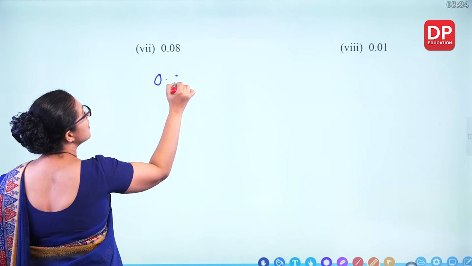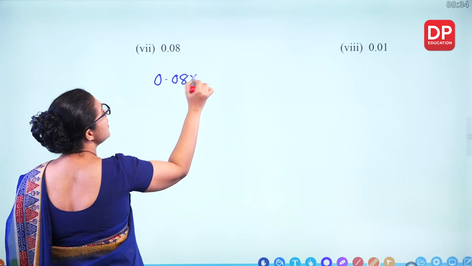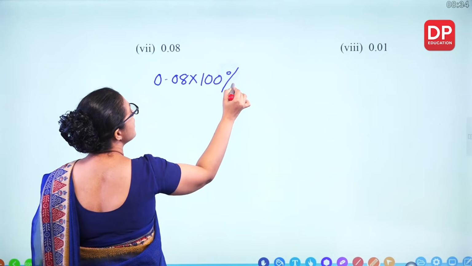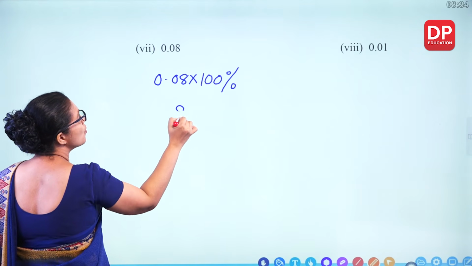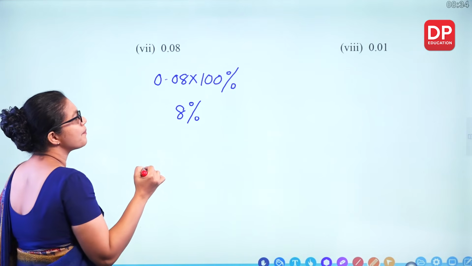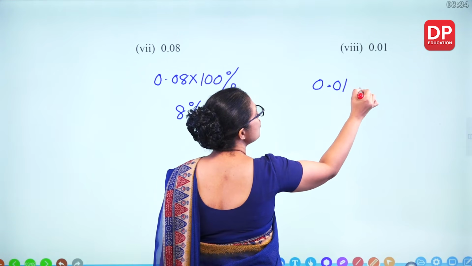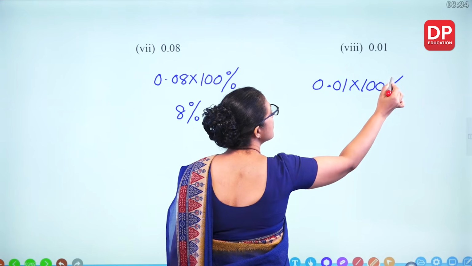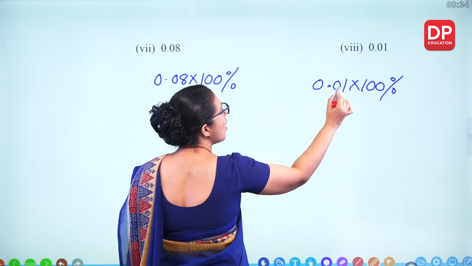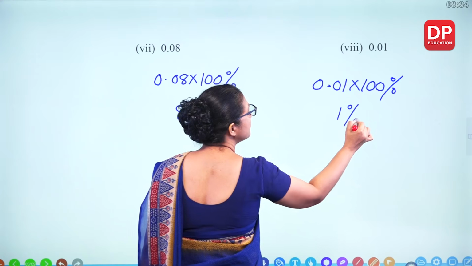0.08. Multiply by 100 and put the percentage sign. 1, 2. 8%. 0.01 as a percentage, multiply by 100 and put the sign here. 1, 2, 1%.